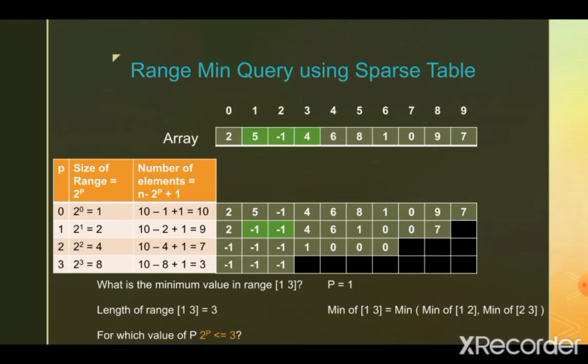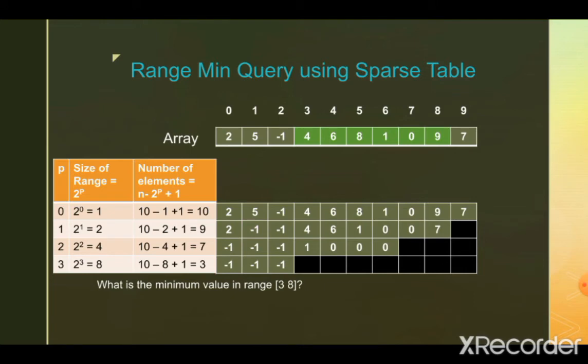And the values of these two ranges are highlighted in the second row of sparse table. So the total minimum for range from 1 to 3 becomes minimum of -1 and -1, which is equal to -1. So in this way we can process the minimum of range whose length is not equal to power of 2. So now let's see another example.